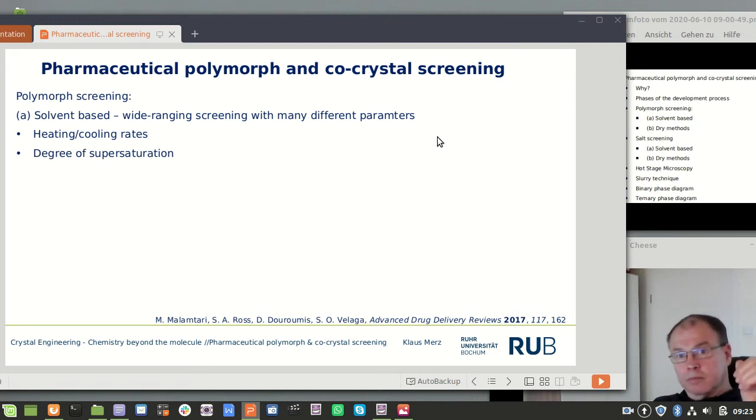Supersaturation. You have your compound in an ethanol solution. What is the amount of your product in this solution? You remember, we talked about solubility and supersaturation curves, lines. We talked about metastable zones.